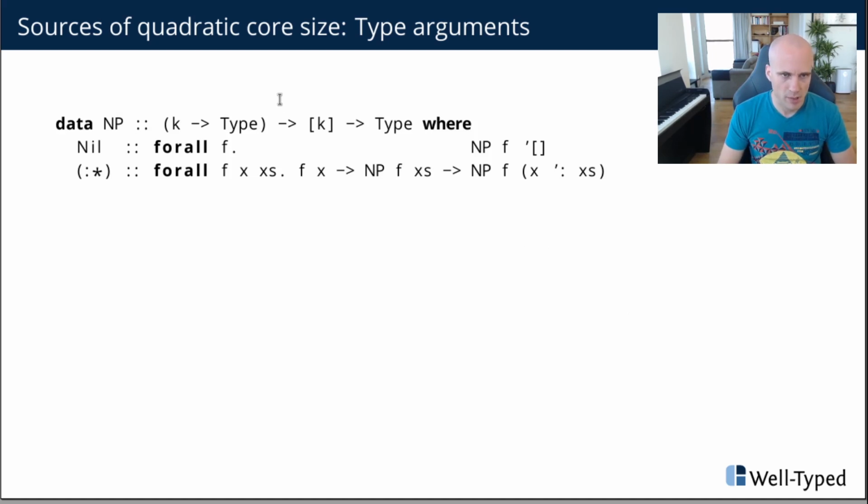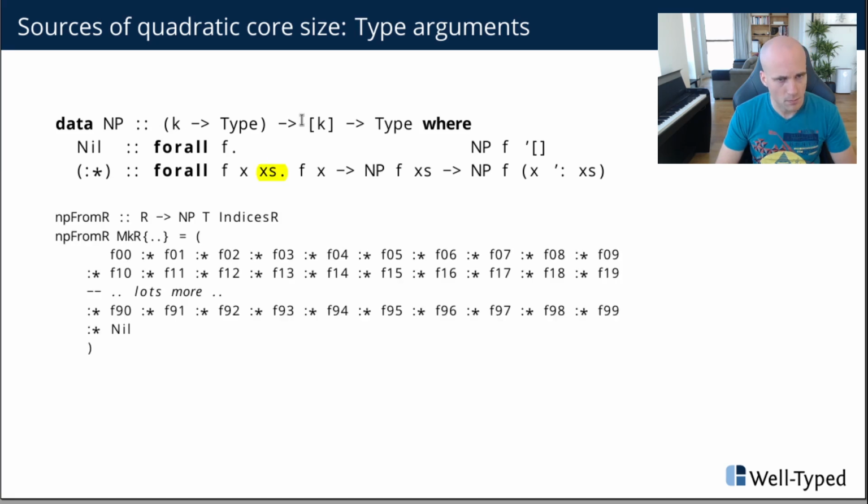As another example, consider this type of heterogeneous products, right? So this is coming from the SOP library. It's indexed by some functor and a bunch of types. So we can construct an NP, a heterogeneous product, from our record simply by just consing all the fields together, right? Easy enough.